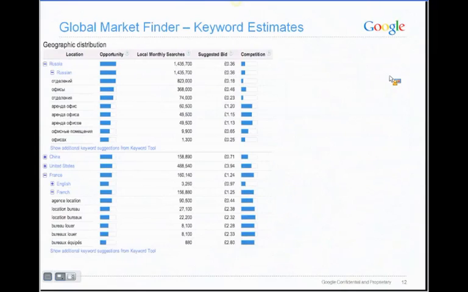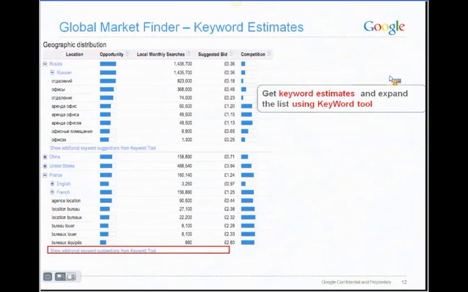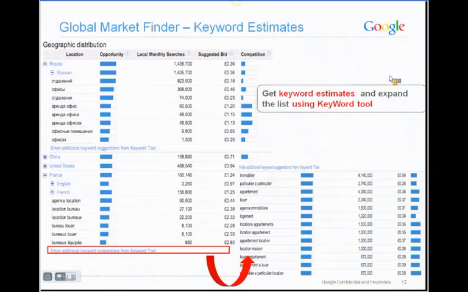Here you can expand the tab and see more related keywords in the different languages. You can see their suggested bids. You can continue checking for more keyword ideas in the selected languages by clicking on the Show Additional Keyword Suggestions from the Keyword tool, highlighted on the slide in front of you. You will identify those countries with significant opportunity and minimum competition as those that offer export potential for your industry. The next step, however, is to narrow down those opportunities to ones which suit your business best.